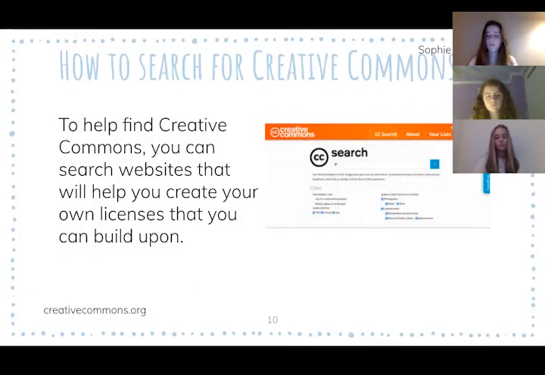How to search for Creative Commons. If you're having trouble searching for Creative Commons, you can search many different websites that will help you create your licenses that you can add on to in the future.